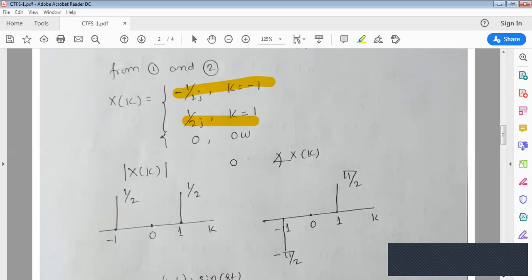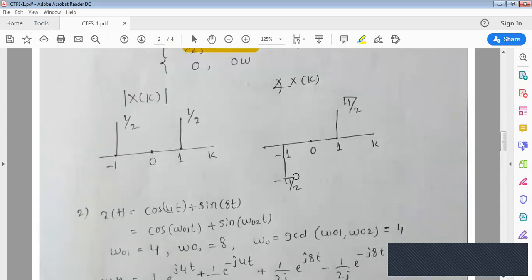Even if I give cos also, it looks very similar because both of them will look plus 1/2, minus 1/2. Where you are going to observe the changes is in the angle of x of k. So when you want to know whether the signal is sinusoid or cosinusoid, you have to look both at the magnitude as well as the angle. Magnitude will give you absolute values only. Therefore, the angle plot will tell you whether the plot is for a sinusoidal signal or for a non-sinusoidal signal.